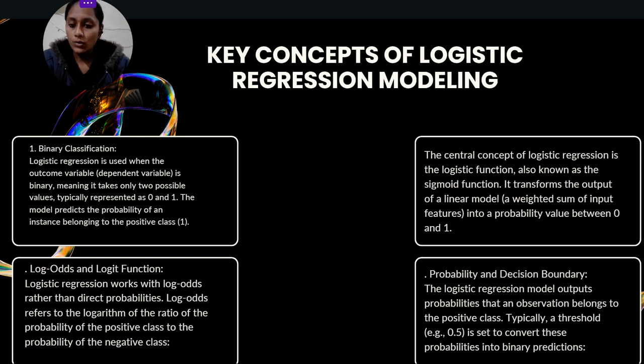Third is odds and the logit function. Logistic regression works with odds, log odds, rather than direct probabilities. Log odds refers to the logarithm of the ratio of the probability of the positive class to the probability of the negative class. Last, probability and decision boundary. The logistic regression model outputs probabilities that an observation belongs to the positive class. Typically, a threshold, for example 0.5, is set to convert these probabilities into binary predictions.